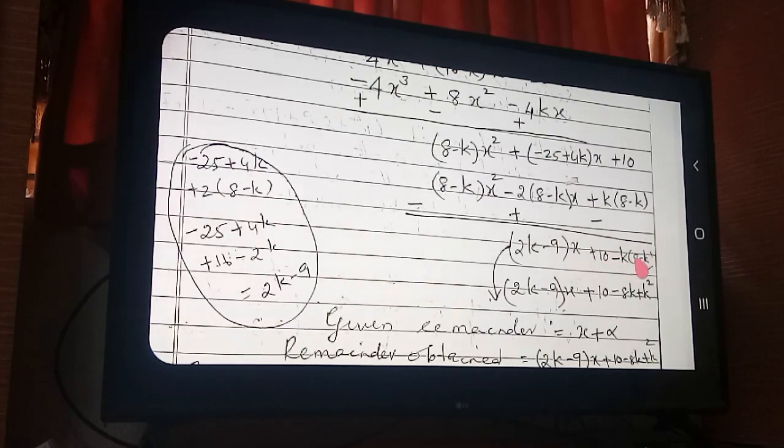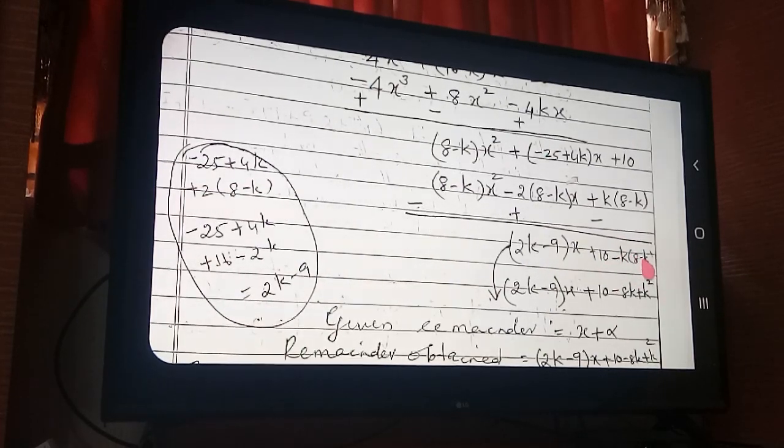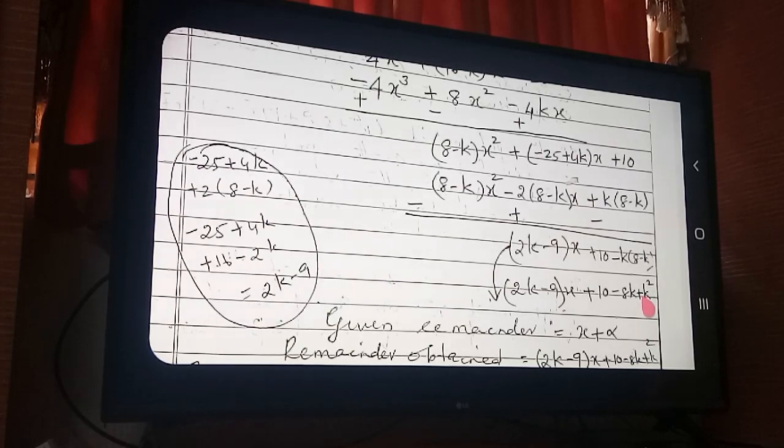This minus into minus k, what will come? Plus k square. Once more saying, this term 10 minus 8k, this minus and this minus, what will come? Plus k square. Clear? So this is the remaining. Now revision over, division over.